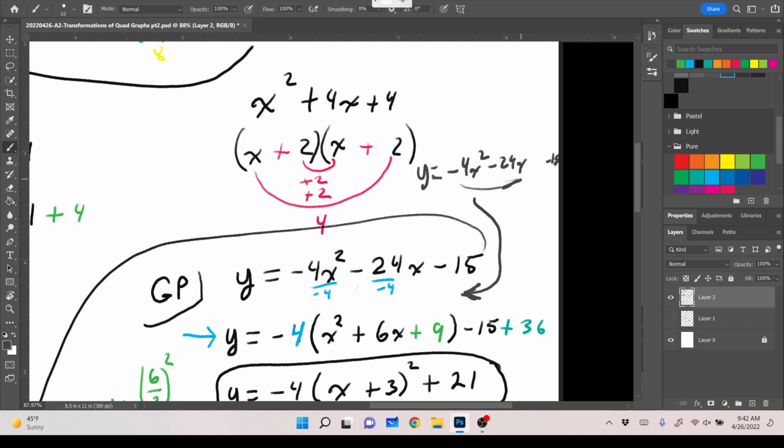So the 36 would be to figure out what's here. You have to do the opposite of this guy. So -4 times the 9. Okay. And so you get -36, and you have to put the opposite of that to make it work. So that's why it's plus 36.